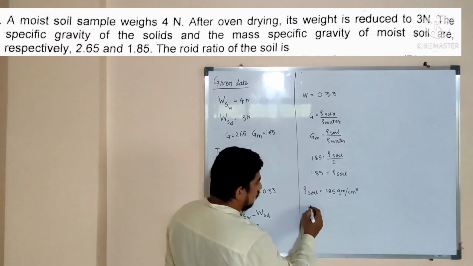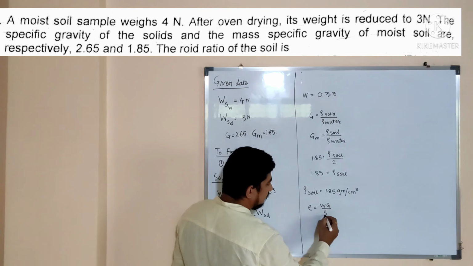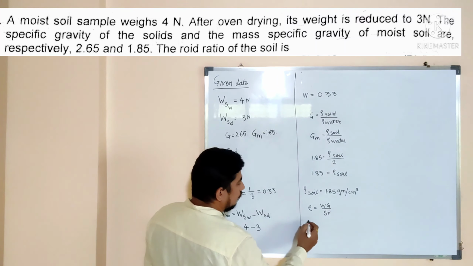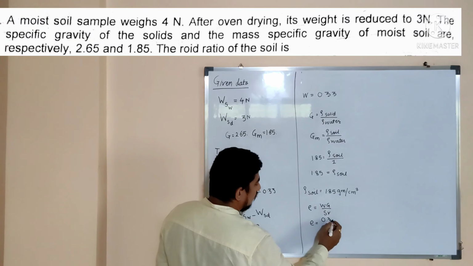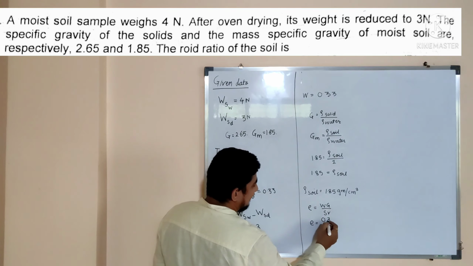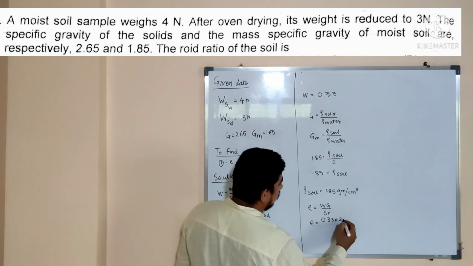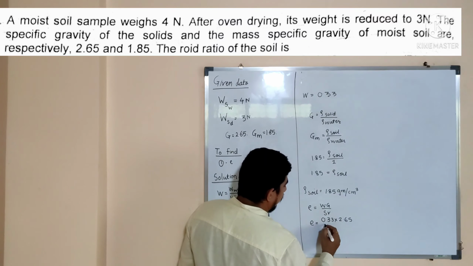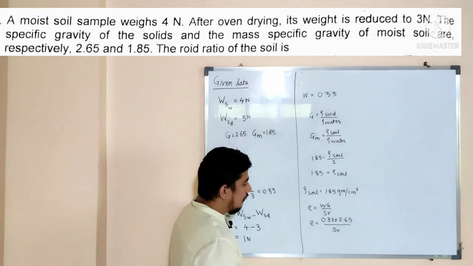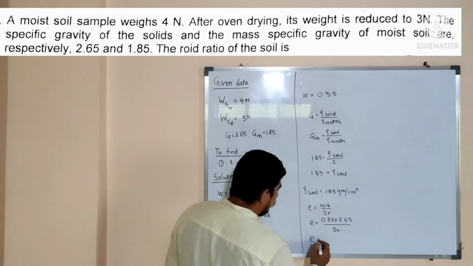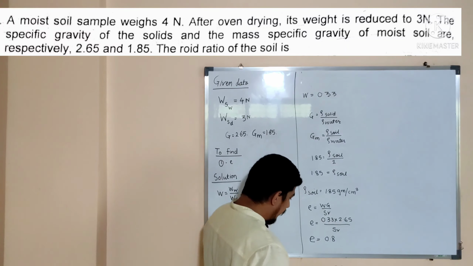So e is equal to wG by Sr. Okay, so e is not known to us. w is 0.33, G is 2.65, Sr is unknown. So e is equal to 0.8745.